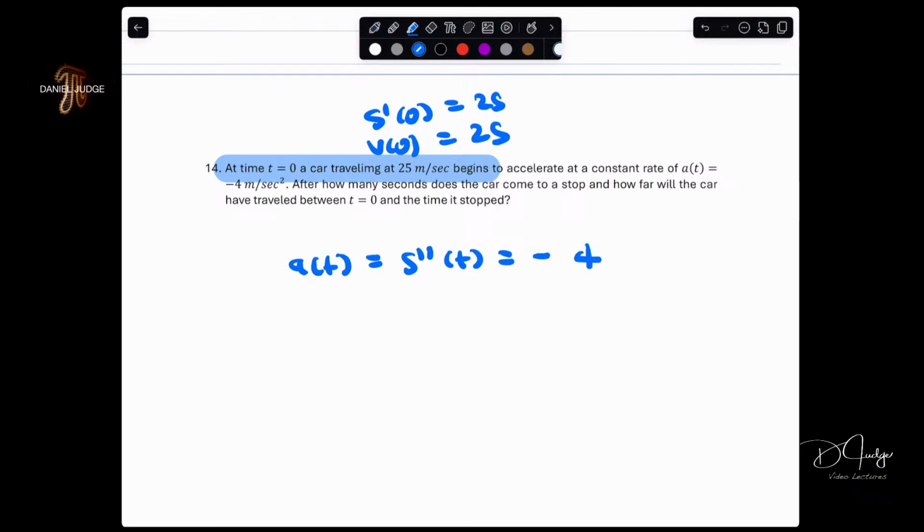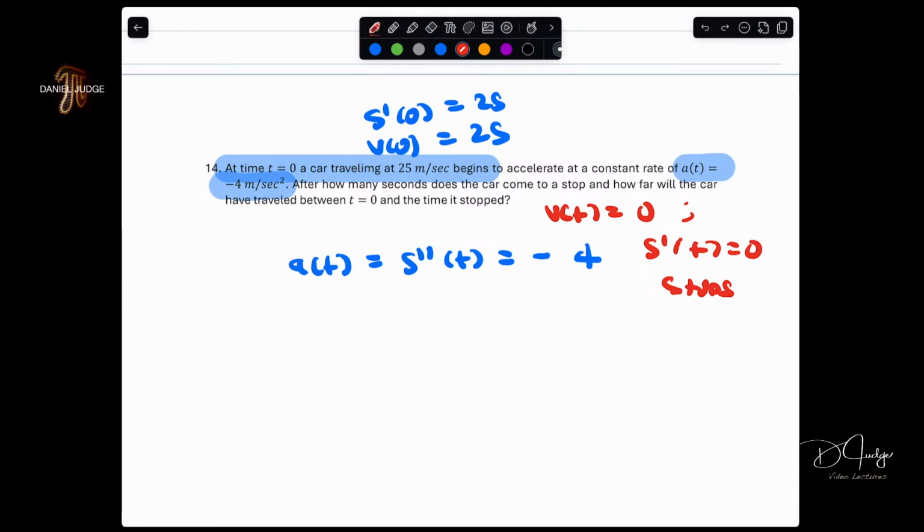They're telling us this. So acceleration is constant. It's going in the negative direction, right? How many seconds does a car come to a stop? The car stops when the velocity is 0, which is really s prime. That's when the car stops. And then how far would a car have traveled from t is 0 until the time the car has stopped? All right, we need that t value.